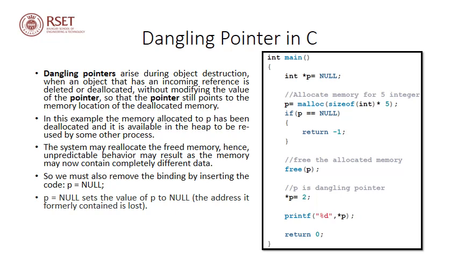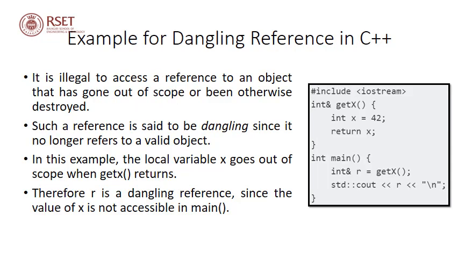So if you execute a statement *p = 2, the program will have unpredictable behavior because the memory may now contain completely different data. So we must also remove the binding by inserting the code p = NULL. If you set p equal to null, we are essentially destroying the binding, so we won't have any issue regarding dangling pointers.